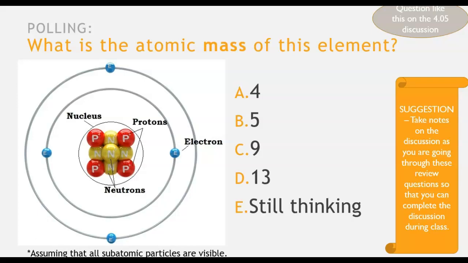How do we figure out the atomic mass? What do you think? I hope you chose that you determine atomic mass by adding the protons and the neutrons together. So we have to count up the protons and the neutrons. So I see 1, 2, 3, 4 protons, 1, 2, 3, 4, 5 neutrons. 4 plus 5 is 9. So our best choice is C. All the others are eliminated.